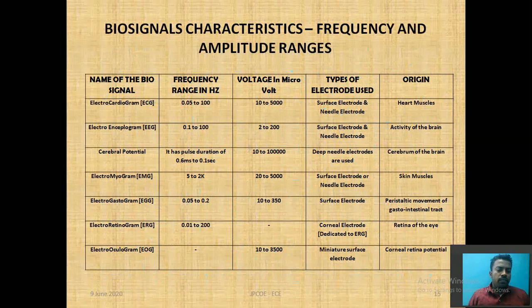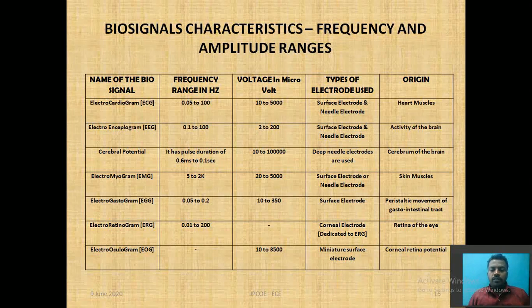The next one is electrogastrography, EGG. The frequency of EGG is from 0.05 to 0.2 hertz. It is a very weak signal with very low frequency, the lowest frequency among biosignals. The voltage range is from 10 to 350 microvolt, also very low. Here we use a surface electrode to measure the EGG.